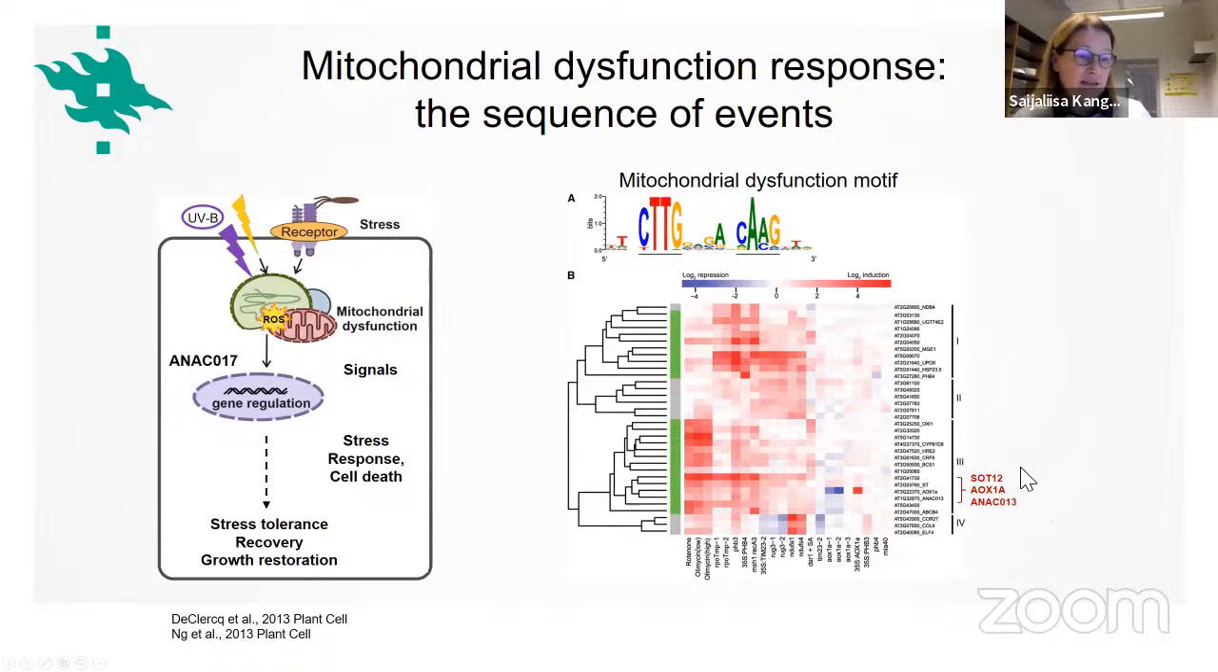And now I have marked in red some genes that are widely considered as marker genes of this mitochondrial dysfunction response. And they are not functionally really interconnected. One is a sulfotransferase that actually sulfonylates salicylic acid that Christina was just talking about. One is an alternative oxidase that I will introduce in just a second. And one is another ANAC type transcription factor, NAC13. So these can be just considered as marker genes for activation of the mitochondrial dysfunction response in this presentation.